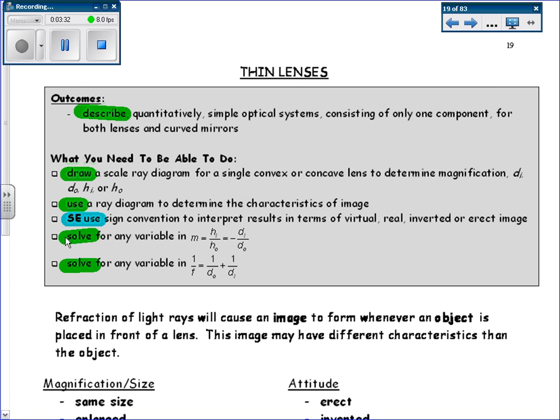Refraction of light rays will cause an image to form whenever an object is placed in front of a lens, and this image may have different characteristics than the object. So if you want to come up, those of you at the back, it's hard to see, but I've got this candle here, and on this paper here is an image of the candle. It's in the center of that ring, and it's hard to get it out of there because of the height. But you should be able to see the candle, and the flame is just upside down.